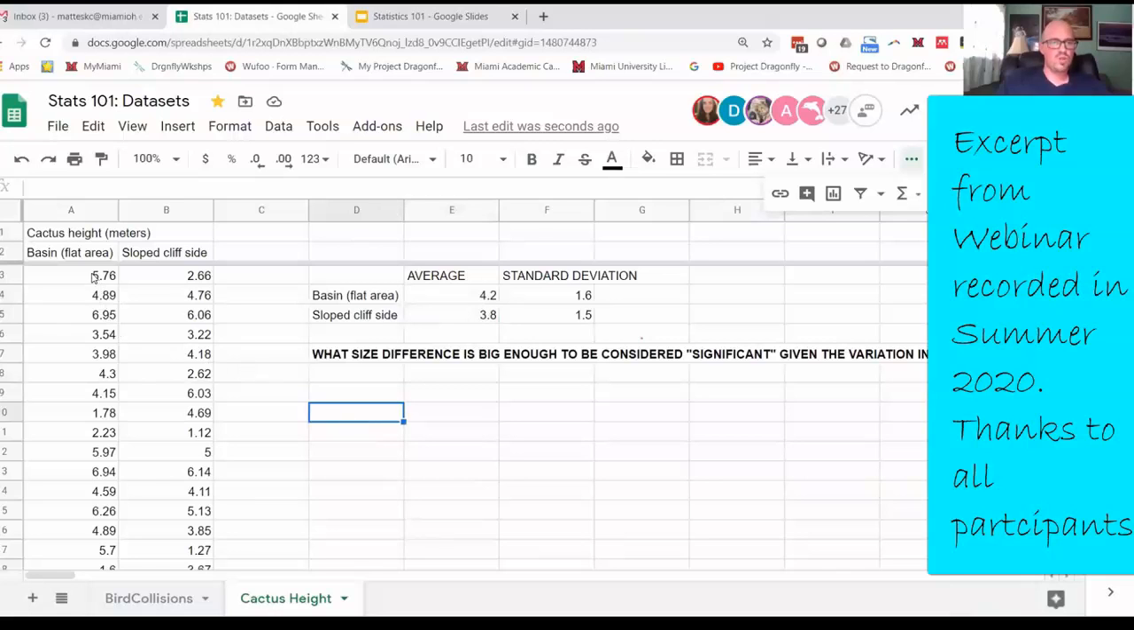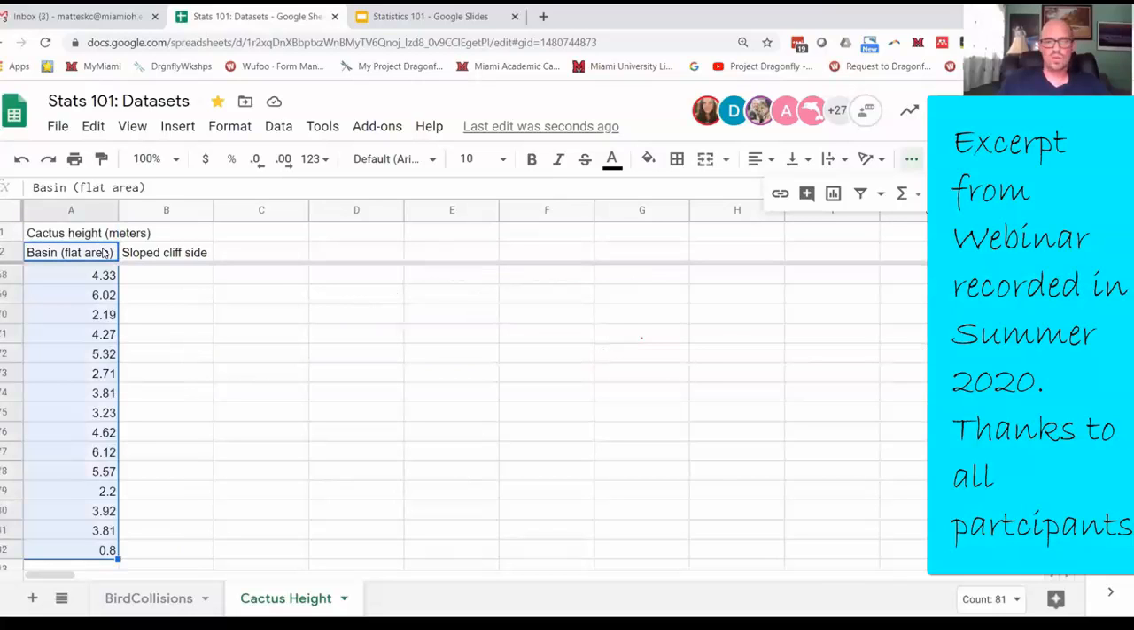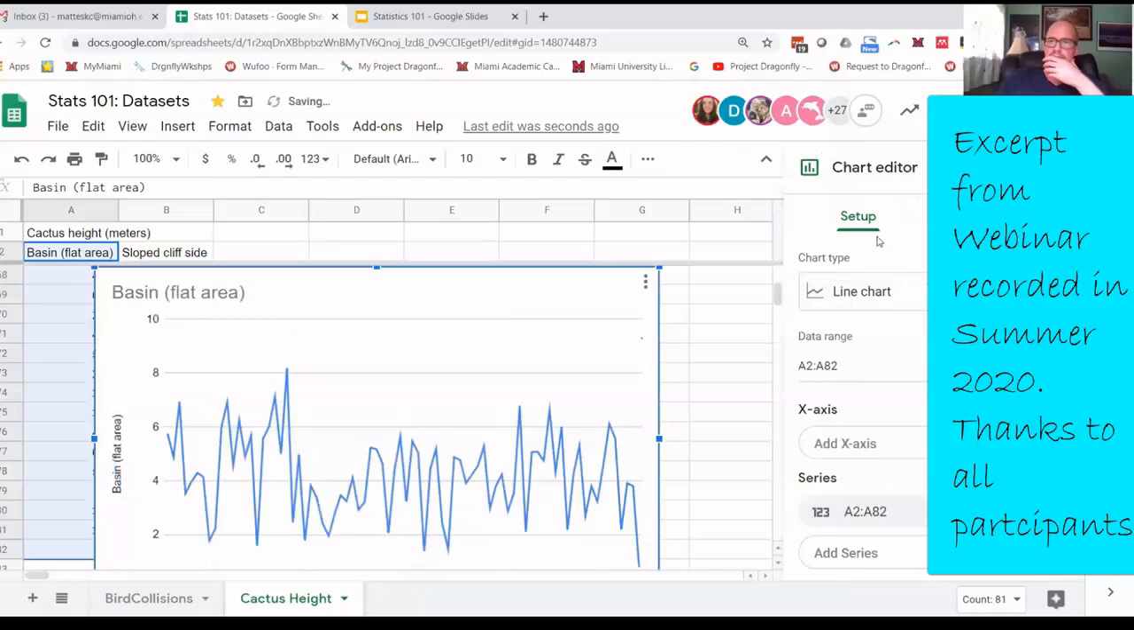I wanted to show you all a quick histogram. If you highlight any data set, so I'll just highlight the basin flat area, and you go to Insert Chart. And I really dislike that Google Sheets thinks it knows what I want. So it comes up with this crazy line chart, and if you didn't know where to change this, it would be really frustrating.